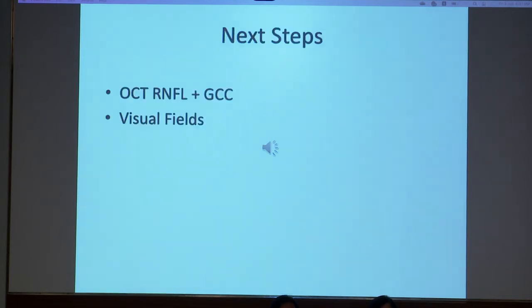Once you suspect progression on your clinical examination, the next step involves documenting it structurally using optical coherence tomography and functionally using perimetry.